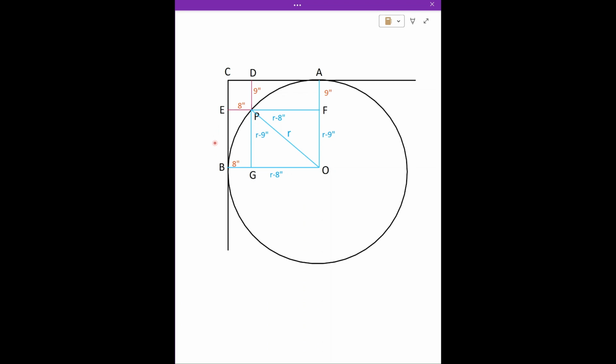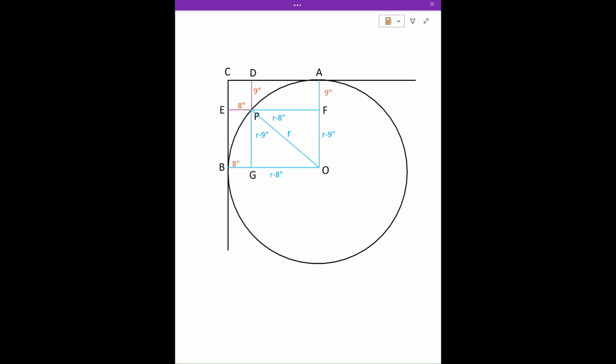This also implies this angle and this angle are also 90 degrees. The room being a square room, the angle at C is also 90 degrees.